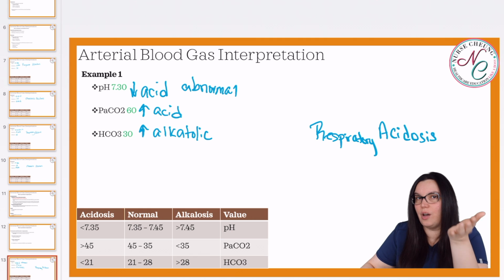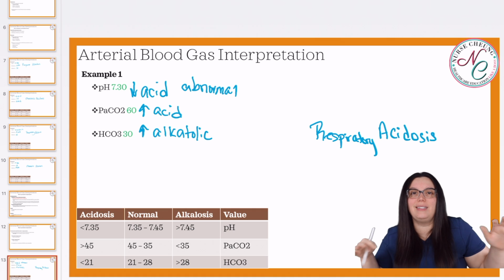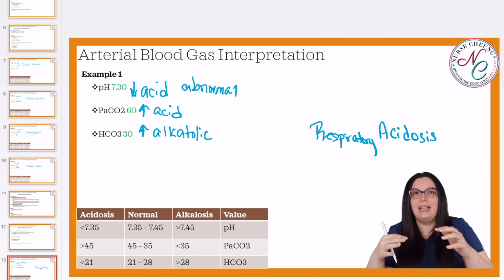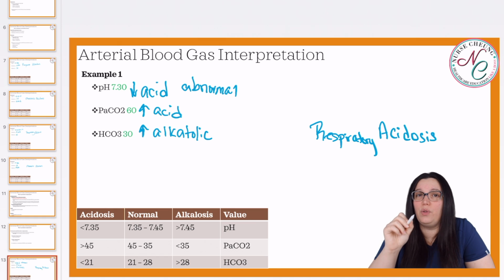What's happening with the compensation? We have two abnormal components of our ABG. Our PaCO2 is abnormal and our HCO3 is abnormal. So the system is trying to buffer it to make it normal again, right? But our pH hasn't fully compensated yet because it's still abnormal.